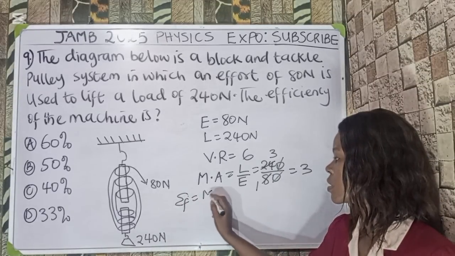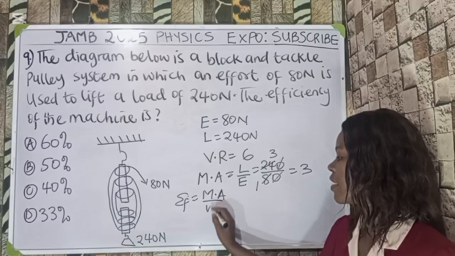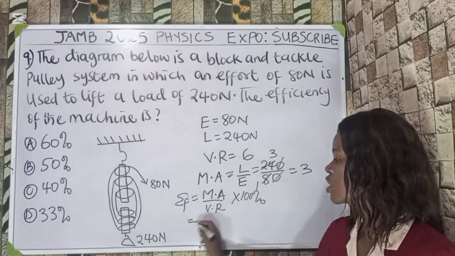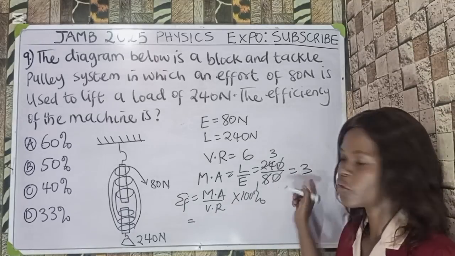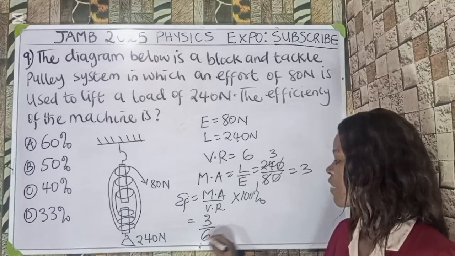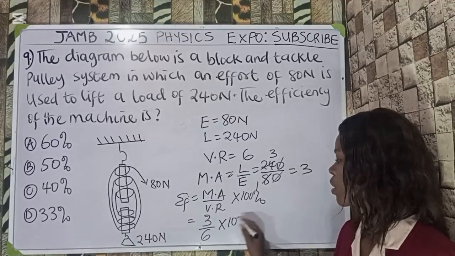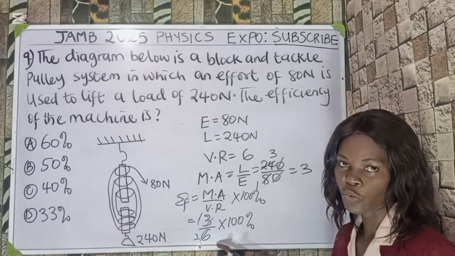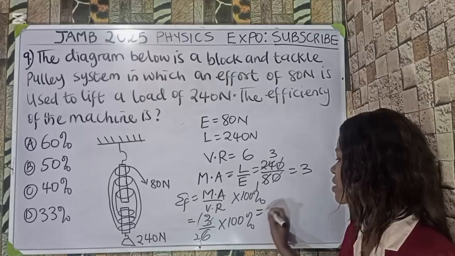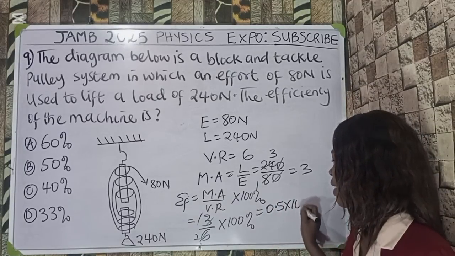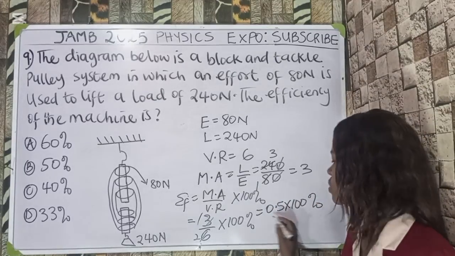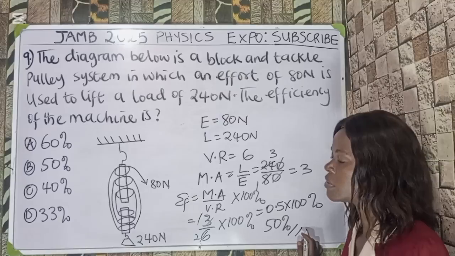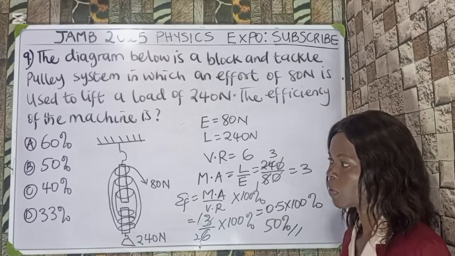So let's solve for the efficiency. Efficiency is equal to MA over VR, then multiplied by 100 percent. So let's just substitute. What's my MA? I have 3. So this is 3 over my VR, which is 6, right? Then times 100 percent. When you cancel, it's going to give me 1/2, which is the same thing as 0.5. So I will say 0.5 multiplied by 100%. Okay, so it's going to give me the efficiency to be 50%. I hope that is clear. Now, from what we've got so far, the correct option to this question is option B.